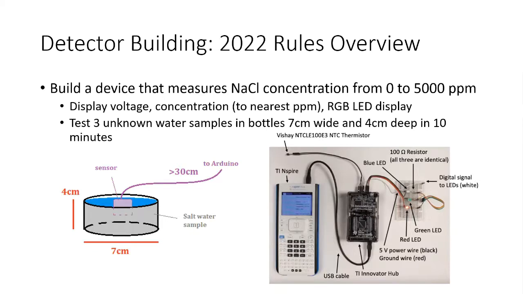And the next, I guess, important thing for you to know is that you'll be testing 3 different samples of water. They'll have all different concentrations, and the bottles will be 7 centimeters wide and 4 centimeters deep, so that you know how big to build your device. And to perform all of this, you'll have a total of 10 minutes, plus you'll be writing a test from the remaining hour.